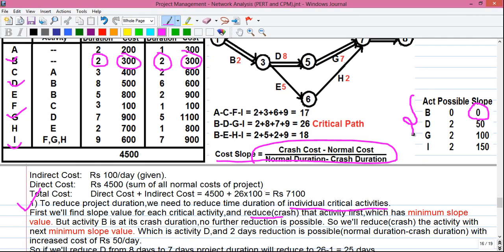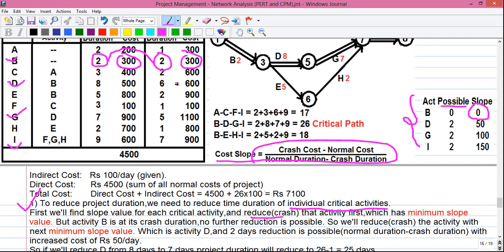So we will make a chart like this in which we will write down all the critical activities. Next we will write down all the possible reduction for that activity, and next we will write down the slope value. The possible reduction value is equal to normal duration minus the crash duration. So for activity B, the possible value is 2 minus 2, 0. That means there is no reduction in time possible for activity B.